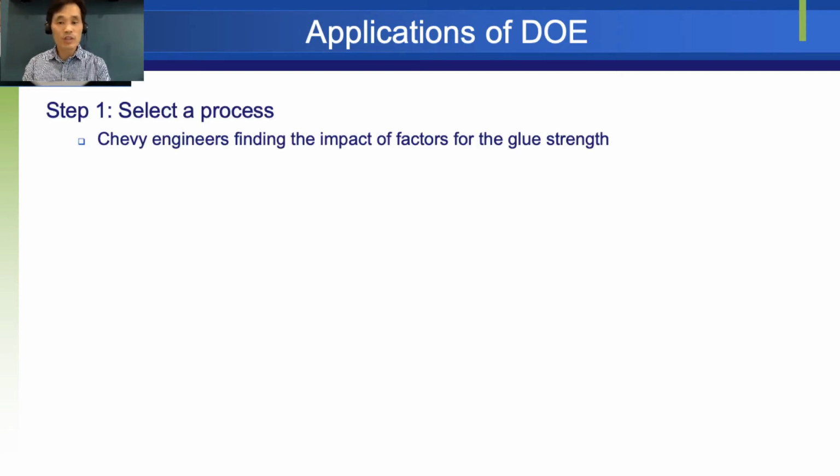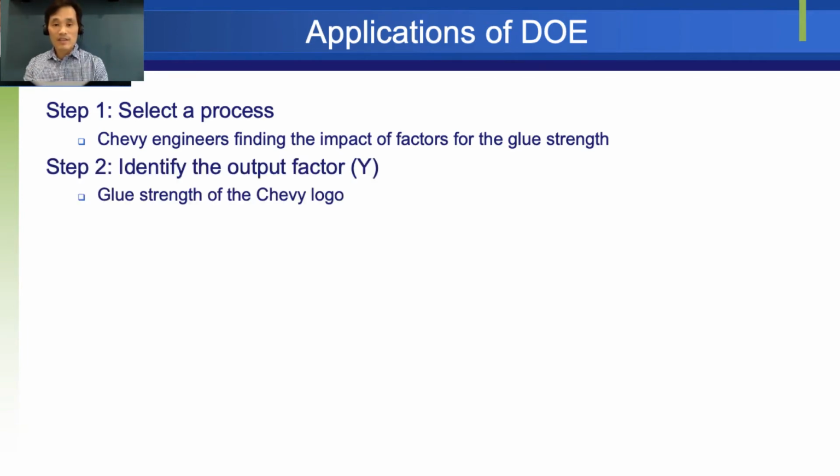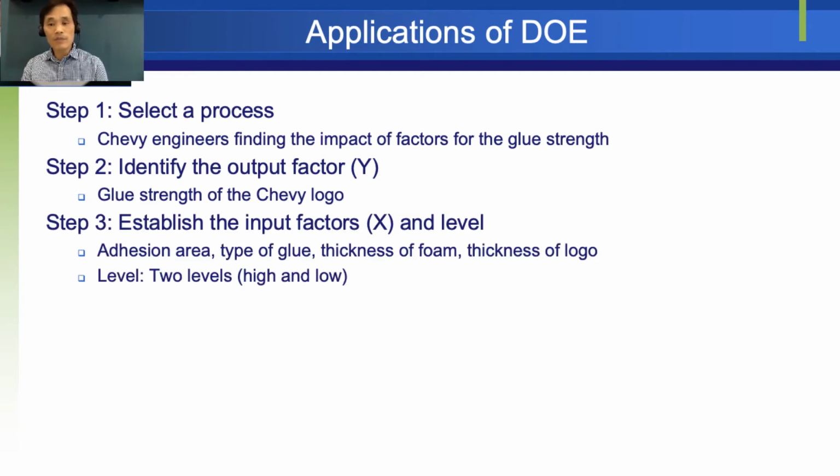So let us follow the steps together. Step 1, select a process. Chevy engineers are finding the impact of factors on the glue strength; that is the process that we chose to investigate. Second step, identify the output factor Y. We know it's the glue strength of the Chevy logo on a car. Step 3, establish the input factor X and level.